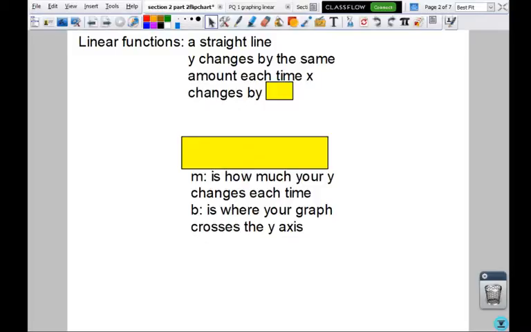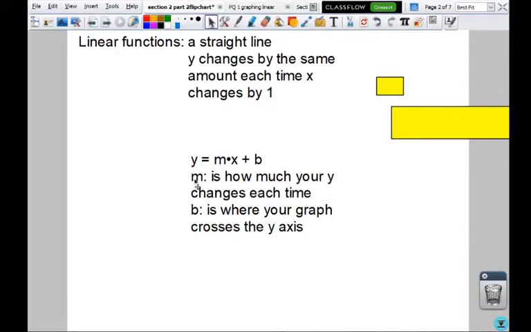So we're looking at linear functions, just a quick review. Y changes by the same amount each time x changes by 1, right? That is going to be pretty important when we make our equation. And the equation we are going to use today is y equals m times x plus b, or y equals mx plus b. Any of you guys remember using this before?